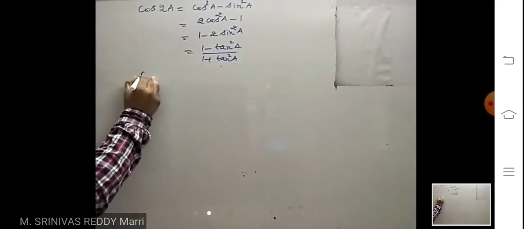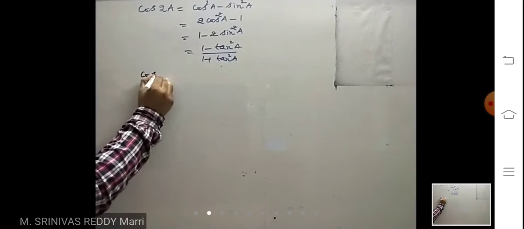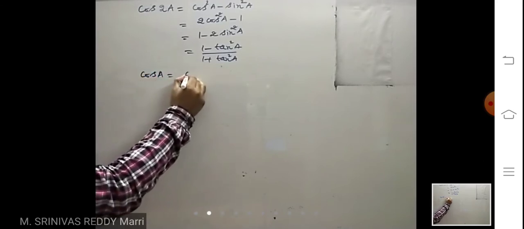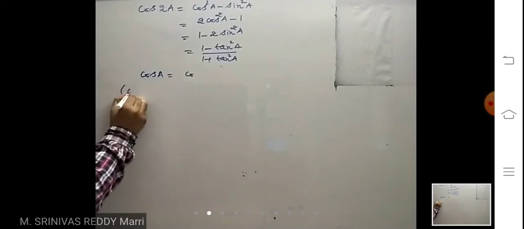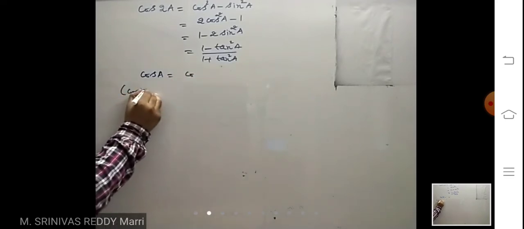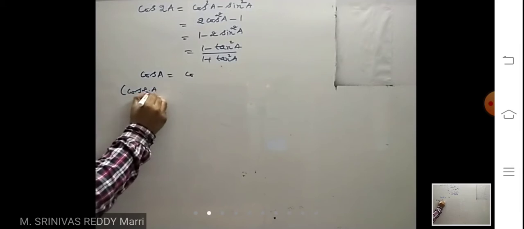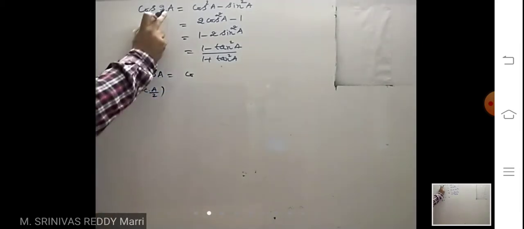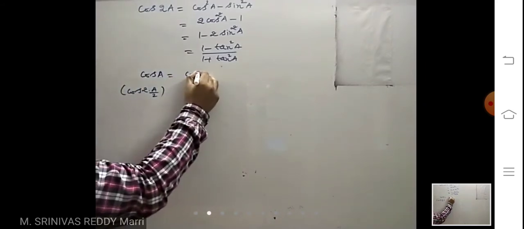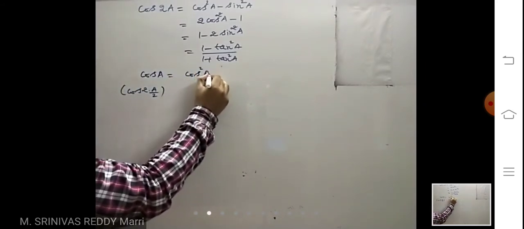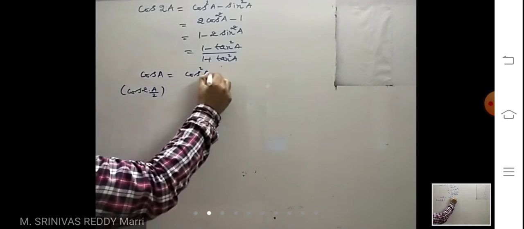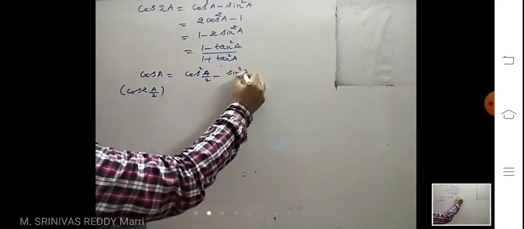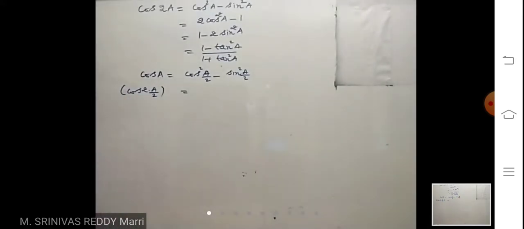Suppose only A is there. If only A is there, what will you get? This can be written, the basic formula is, 2 into A by 2. That means here A is A by 2. So cos square A by 2 minus sine square A by 2. This is half angle, right?